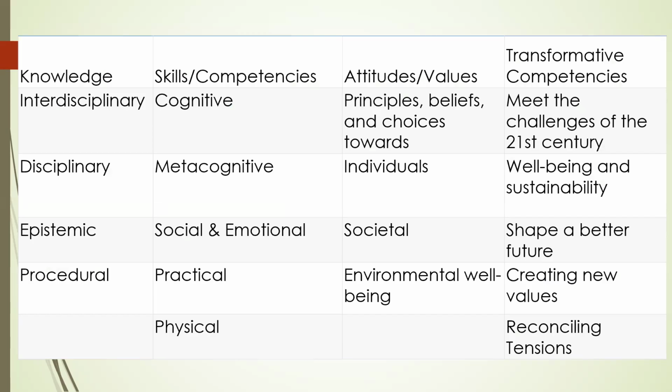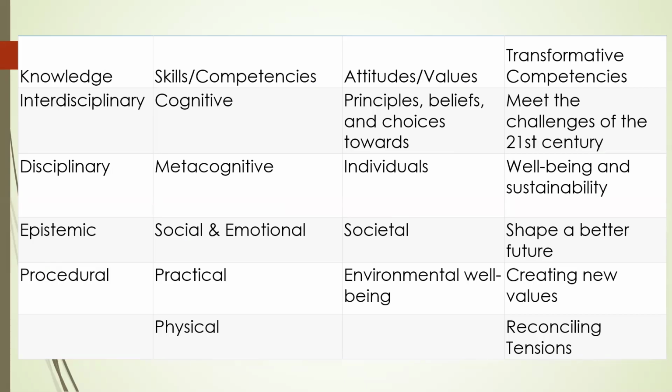Holistic progress cards are based on these factors: knowledge, skill or competency, attitudes, values to be observed, transformative competency. Knowledge: interdisciplinary, and these cognitive skills are observed. Attitudes and values: students improve and involve principles, beliefs and choices towards meeting the challenges of the 21st century. Knowledge in the disciplinary is included and skills develop. It's metacognitive, and the observation is done individually for well-being and sustainability.